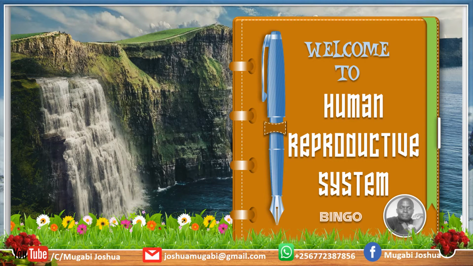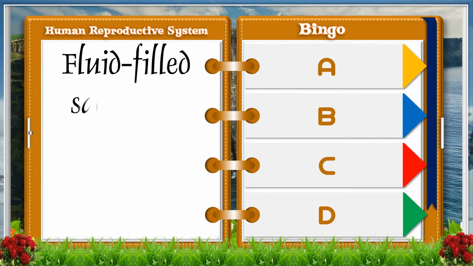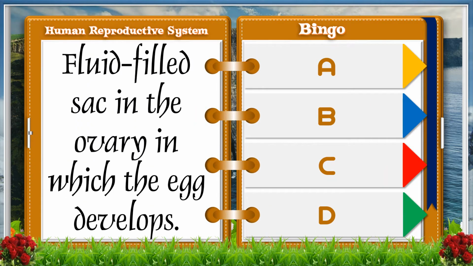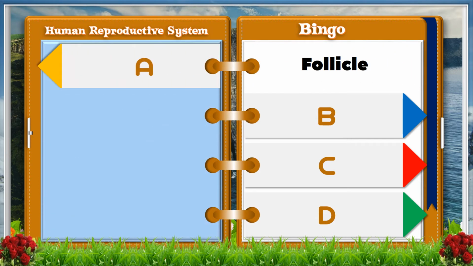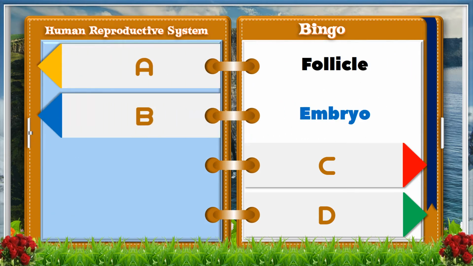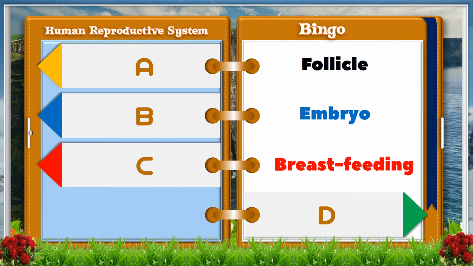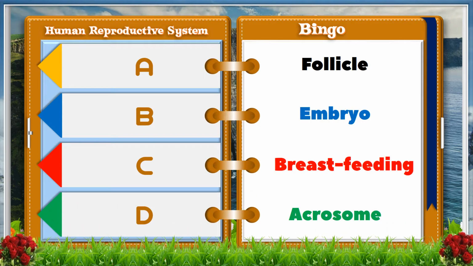Bingo! Without wasting any of our time, let's go directly to our quiz. Fluid-filled sac in the ovary in which the egg develops. A. Follicle. B. Embryo. C. Breastfeeding. D. Acrosome. And the answer is A. Follicle.